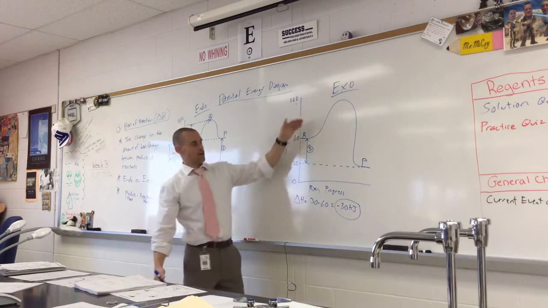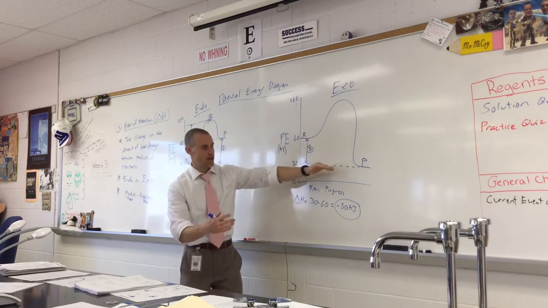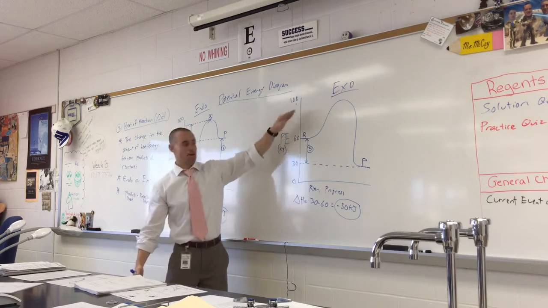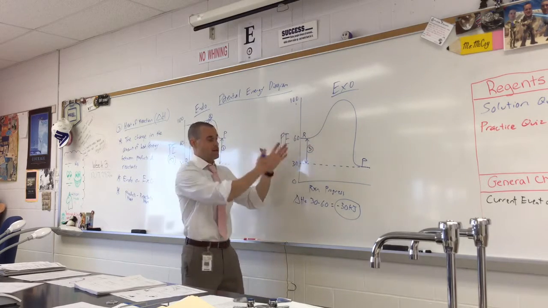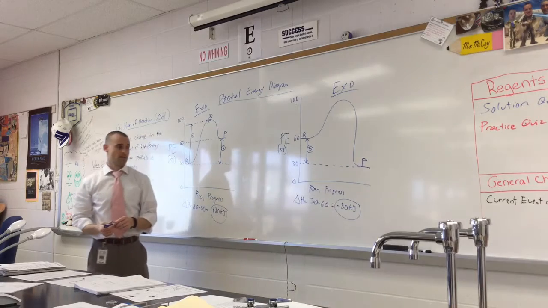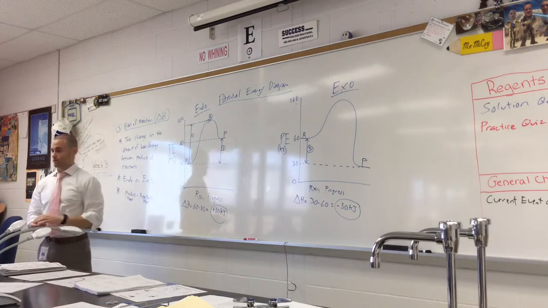Look at this one. It fell. It's lower. So as this reacted, it lost energy. Well, what does that mean? Exothermic. So the reactants lost energy somehow. As they reacted, they lost energy when they formed products. So those are the two ways you can figure it out. Do the math. Look at your chart.